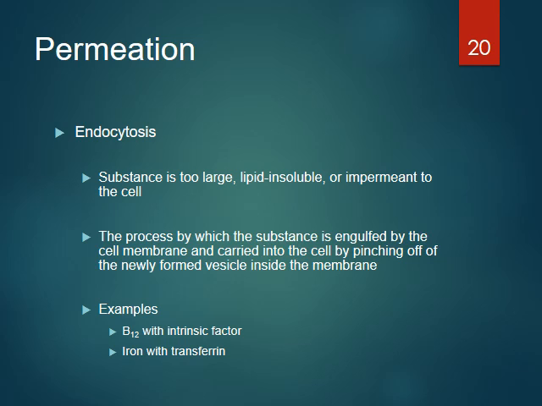A couple other ways that drugs can be absorbed include endocytosis. So this is for substances that might be very large, lipid insoluble, or just otherwise impermeable to the cell. And so basically this is a process in which the substance is engulfed by the cell membrane and then carried into the cell by pinching off a new vesicle within the membrane. So a couple examples of where this occurs are with absorption of things like B12 and also iron from the GI tract.